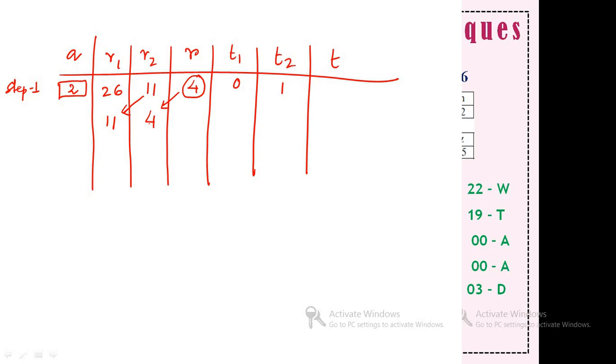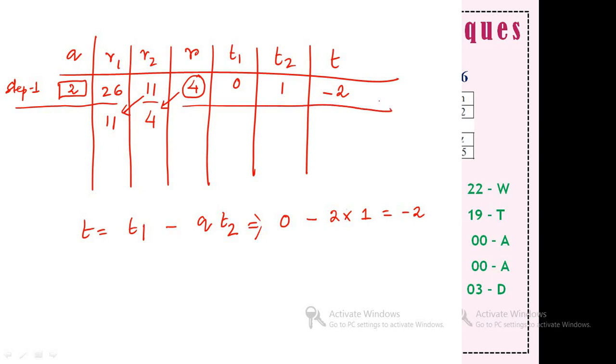Next step was calculating T. T was equal to T1 minus Q into T2. Let me write it down once again. So over here, what is my T1 at step 1? 0 minus, what is my Q? 2 multiplied by T2. What is T2? 1. So minus 2. Minus 2 needs to be updated in T. So this is my first row of values.